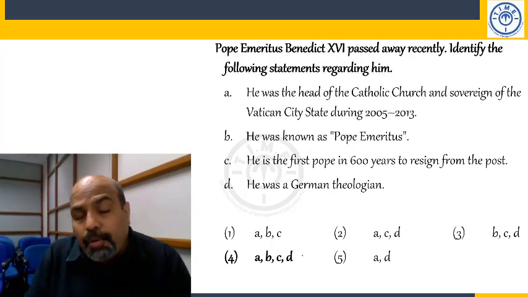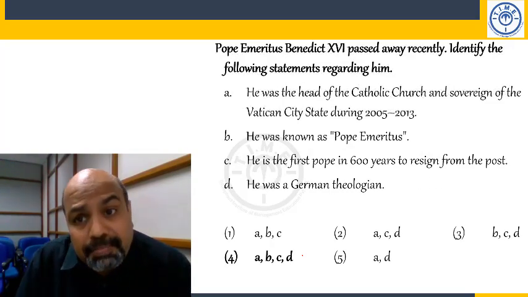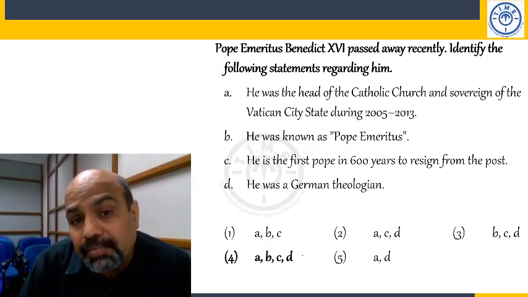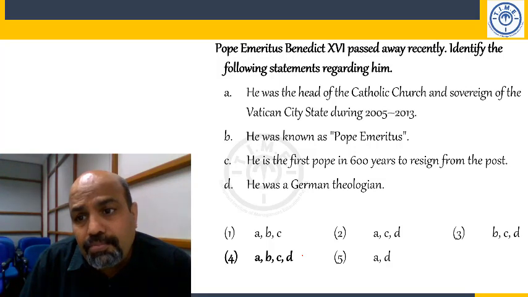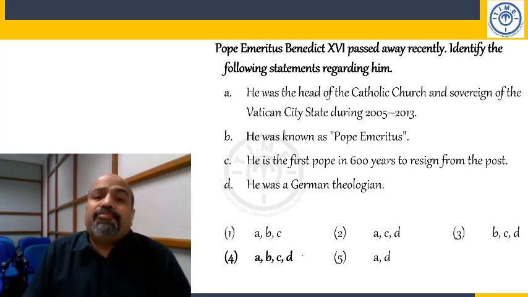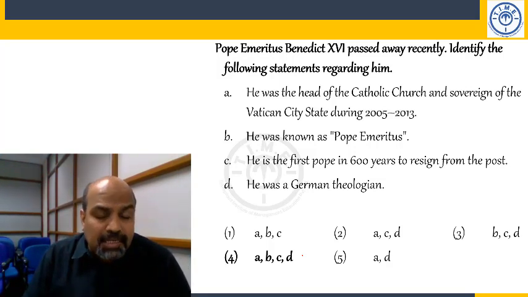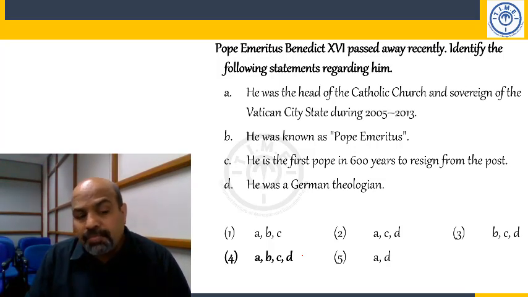Pope Emeritus Benedict XVI passed away recently. Identify the following statements regarding him. All of them are right. Who is the current Pope? Francis the First. Francis is the current Pope of the Roman Catholic Church.